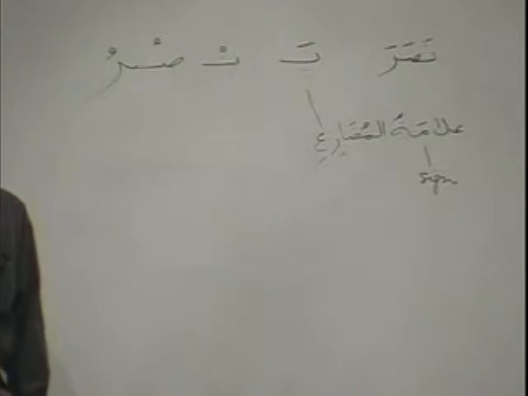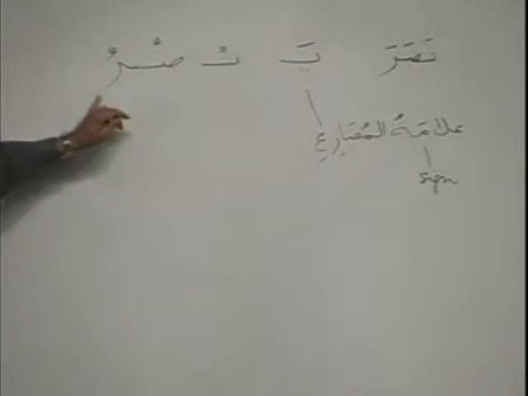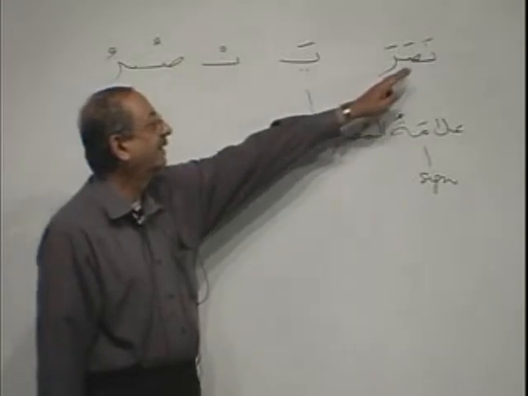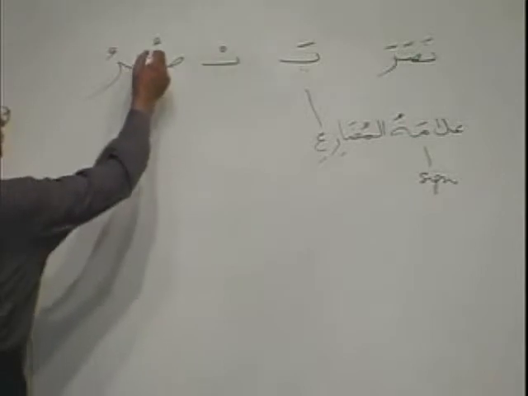Same way, brothers and sisters, in mudariya, fa kalima will always be sukoon, lam kalima will always be dhamma. But the change will take place on ain kalima. Are you with me? Where will the change take place? Ain kalima. Do you see here? This is sa and this is su. Now I give you one example. Okay? More example.